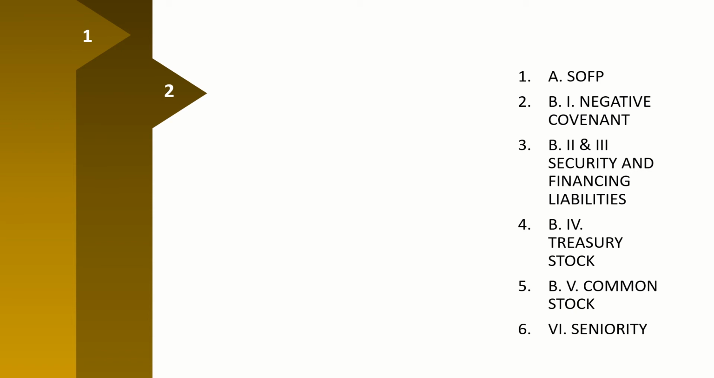Next, question number B. You need to briefly explain the following terms: B1 negative covenant, B2 security, B3 financing liability, B4 treasury stock, B5 common stock, and B6 seniority.